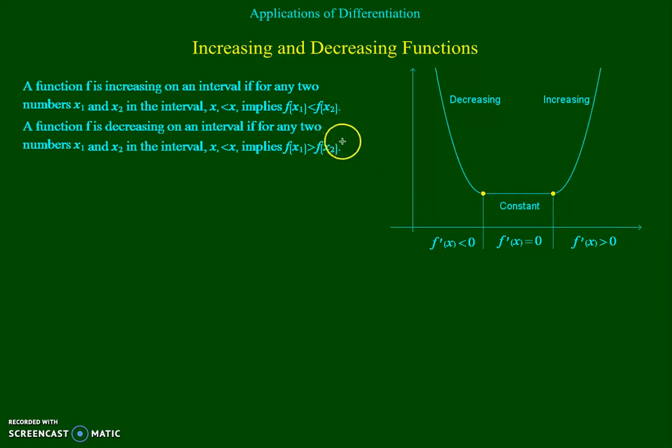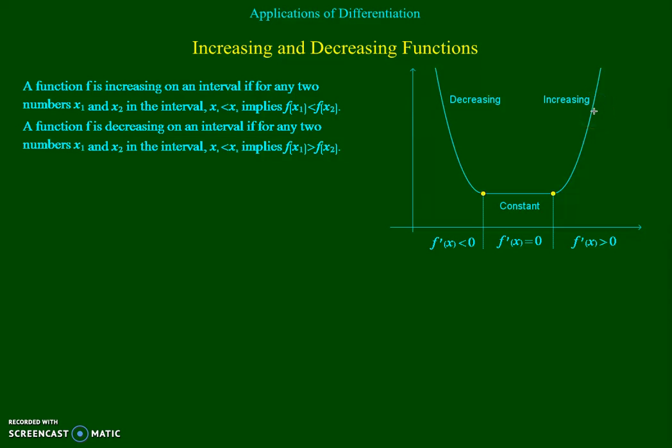So stated more formally, a function f is increasing on an interval if for any two numbers x1 and x2 in the interval, x1 is less than x2 implies f of x1 is less than f of x2. So increasing: f of x1 is less than f of x2. So a value here is less than a value here. That implies that the function value at that x1 is going to be less than the function value at that x2.